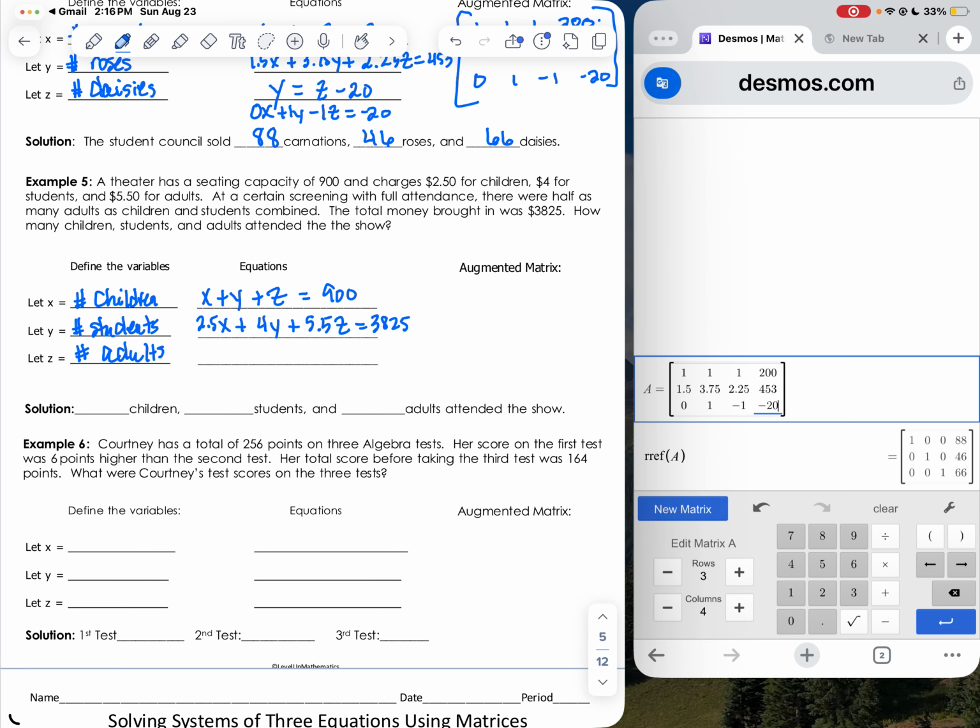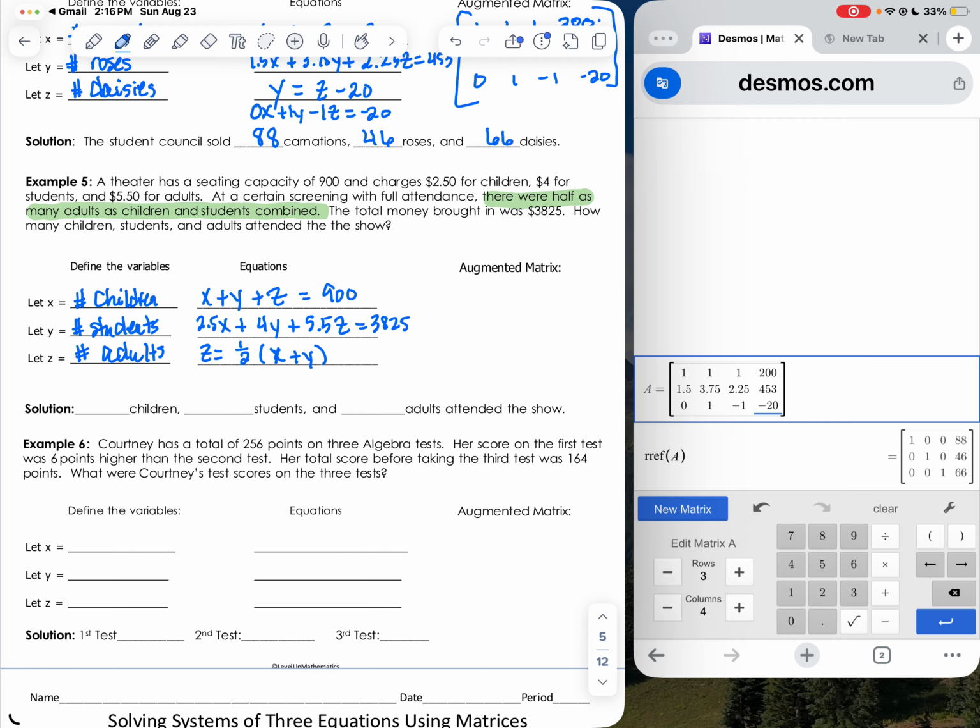Now again, just like our last problem, the third equation is usually the hardest to get. So let me highlight where it's going to come from. There were half as many adults as children and students combined. So I want you to notice they said the word adults first. So I'm going to put Z equals. And I want half as many children and students combined. So that would be 1/2 parenthesis y. Wait, I'm sorry, children were X and students were Y. So half the children plus the students combined.